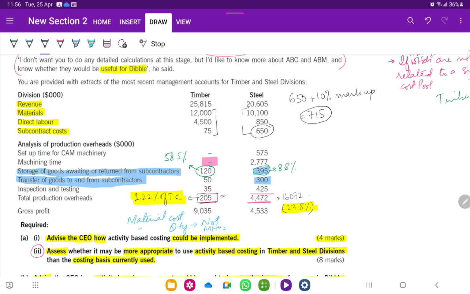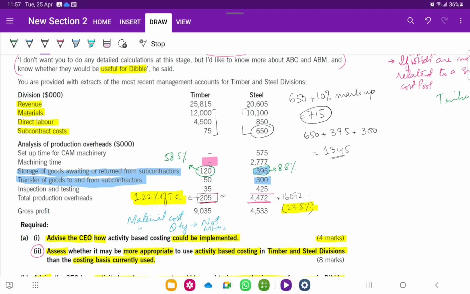Now what is the overall cost then? See, 650 is the direct cost plus 395 plus 300, right? If you add these three, let me try to do it on a separate calculator. 650 plus 695 is actually 1345 most probably. So you are bearing a cost of 1345, but you are recovering only 715, right?